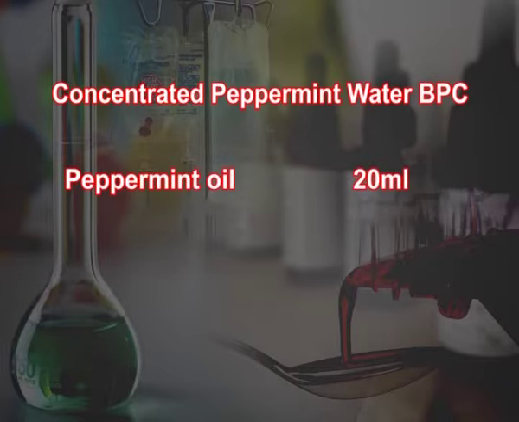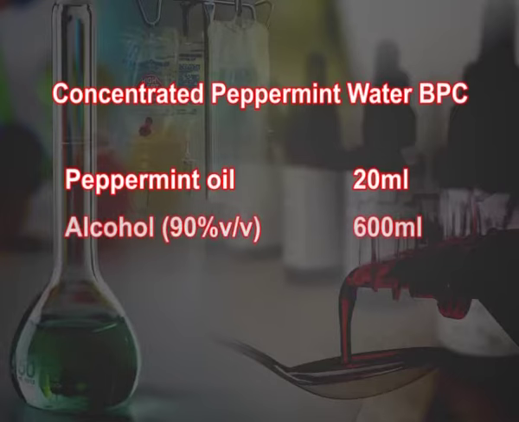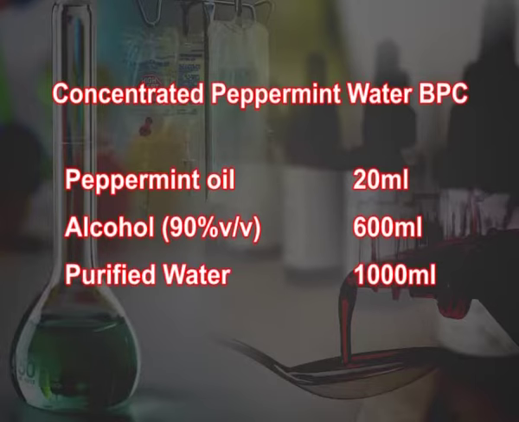Other example is concentrated peppermint water BPC. Here peppermint oil amount is 20 ml, alcohol strength is 90% volume by volume, amount is 600 ml, purified water up to 1000 ml. Peppermint oil is dissolved in alcohol. Purified water is added in a small amount to the alcoholic solution and shaken vigorously. A suitable amount of talc is dispersed in the solution to absorb the excess oils. Finally, the solution is filtered.